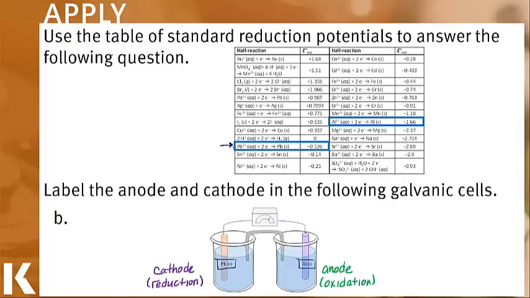Being able to identify the cathode and the anode in any electrochemical cell that is given to us is very important for being able to understand if we have a galvanic cell and what that cell potential is, which we will discuss in another section.